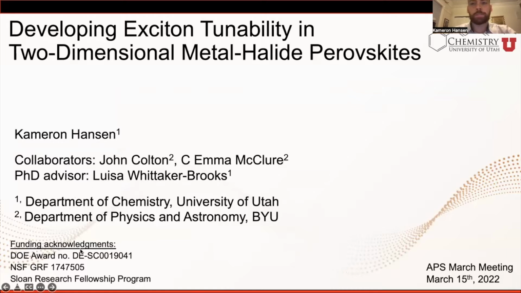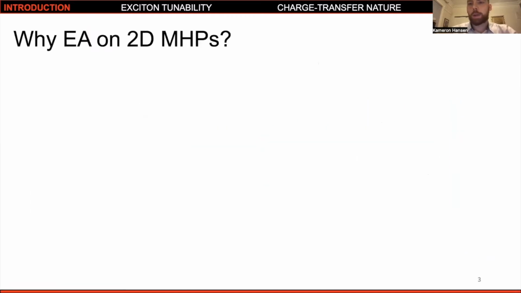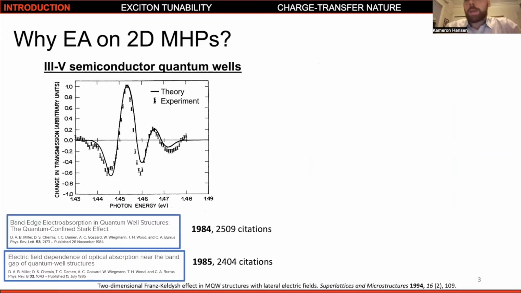So jumping into it here, the bulk of my PhD research has been applying one technique to one material, that technique being electroabsorption, or the difference in a material's absorption with and without an applied electric field, the material being 2D metal halide perovskites, which probably don't need much introduction here. Now, why EA on 2D perovskites? So this comes down to something I'm going to call gallium arsenide envy, or 3-5 semiconductor quantum well envy.